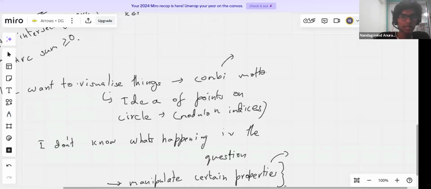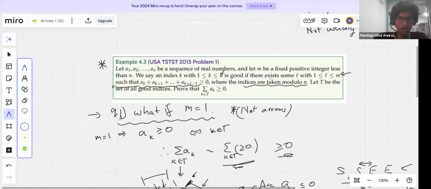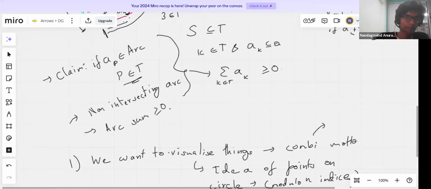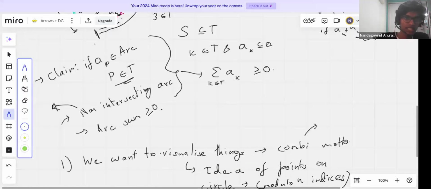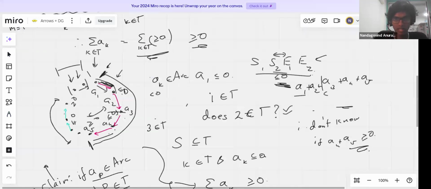An example of how we did that was that we manipulated the property of there exists some L to there exists a minimal L. By taking that minimal L, I managed to extract two properties. I managed to extract the property that the arcs are non-intersecting, and the property that AP belongs to arc implies P belongs to T. These are two properties I extracted from this single manipulation.